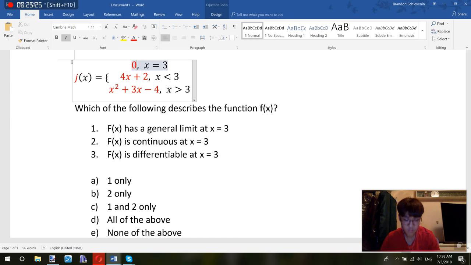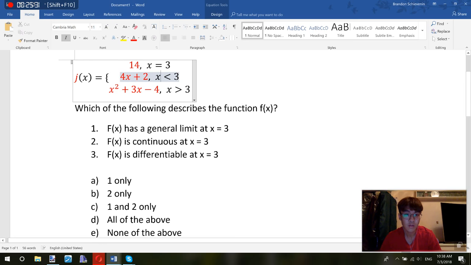Okay, if I want this to be continuous but not differentiable, then this one needs to be 14. That way I'm equaling what I had from the left and the right. But my derivative needs to be different. So I can check if I derive these functions, I need to get a different answer.